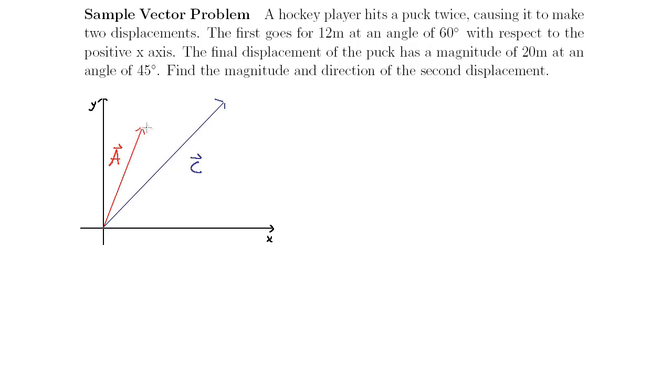Well, we know that the two displacements together, A plus B, is going to make the vector C, right? Because we're just going to add them. So it's going to look something like this. Alright, so this is what we'll call B. We have the relation that A plus B is equal to C. B is what we don't know, so we have that B is equal to C minus A.